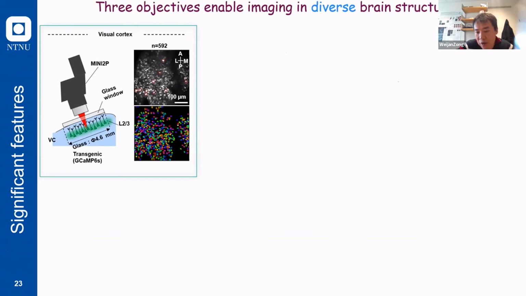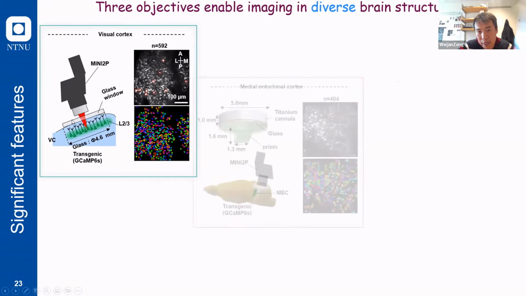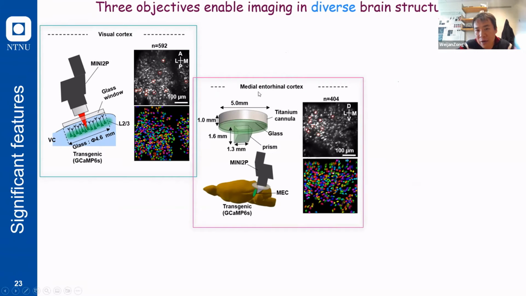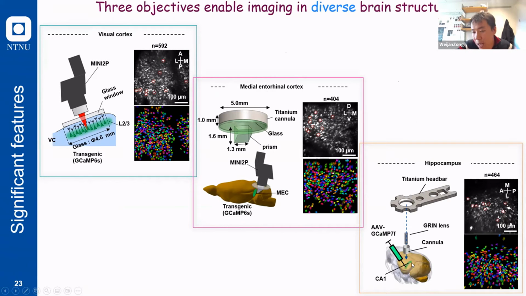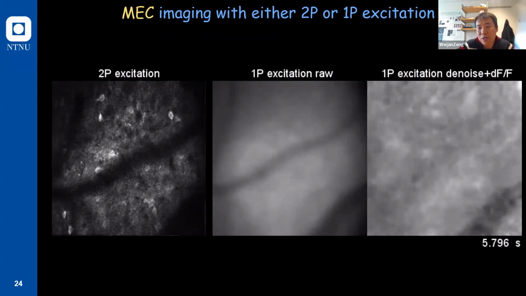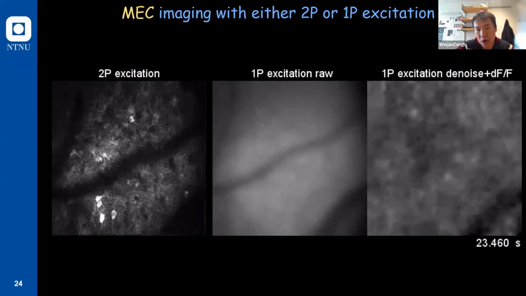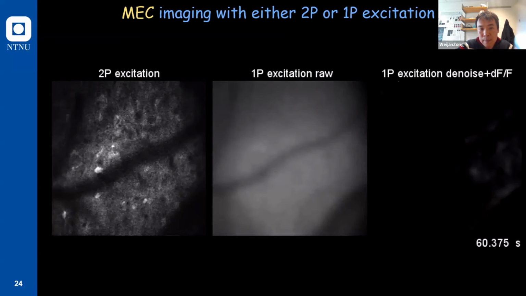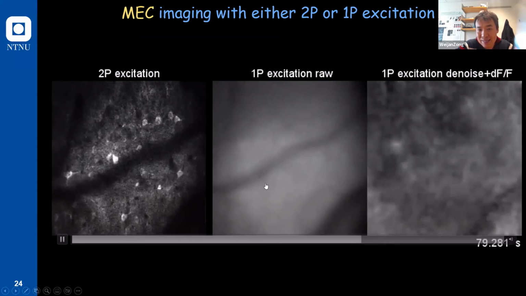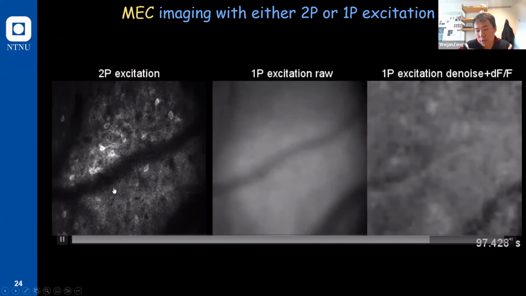And to show the power of these different objectives, we successfully recorded hundreds of cells in the visual cortex by using just a cranial window on the top of the brain, and hundreds of cells from the medial entorhinal cortex, which is located on the side of the brain, so we have to use a prism to access it. Or in the hippocampus, which is in a deeper brain region, so we have to use a GRIN lens to relay. And you can see that compared to miniature 1-photon microscopes or miniature 2-photon microscopes, we get quite a bit higher resolution and signal-to-noise ratio in exactly the same region and with the same group of cells.